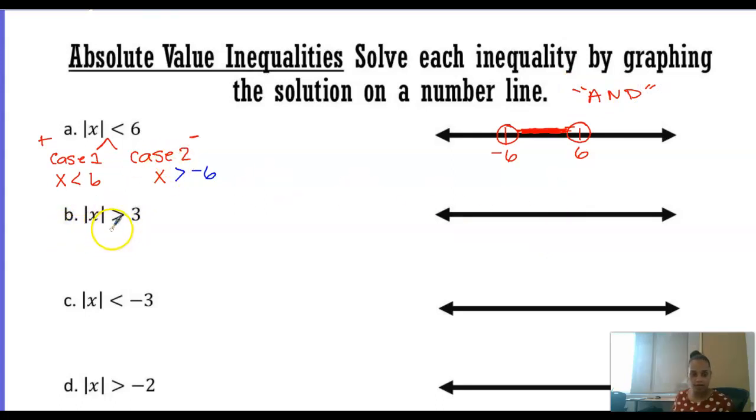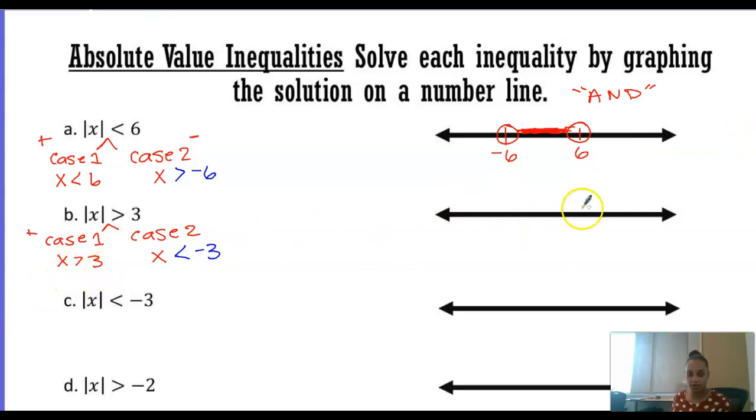Next up, for letter B, we're going to take our two cases. Case 1, positive case. Get rid of my absolute value braces. X is greater than 3. For case 2, we're again going to get rid of those absolute value braces, but we have to remember to do two things: flip my inequality sign and make it negative. So let's see how that graphs.